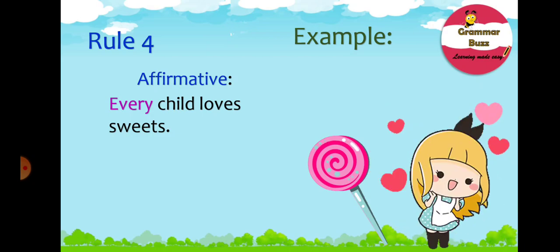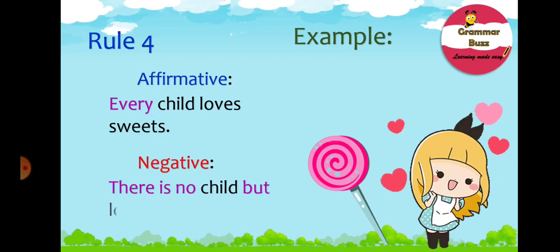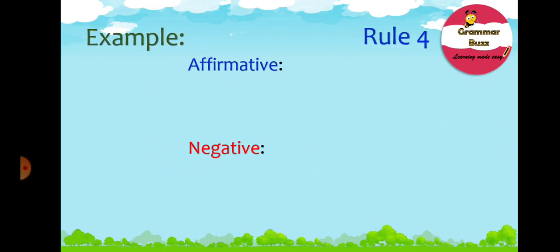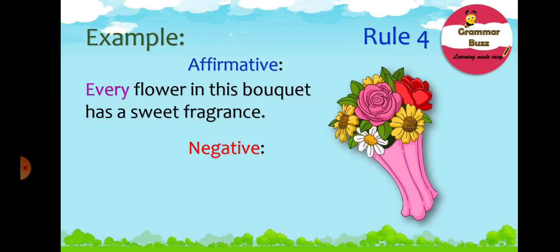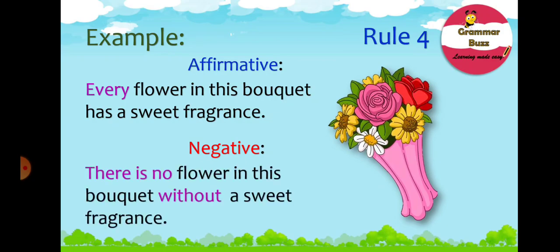Every child loves sweets. Converting to negative, there is no child but loves sweets. Take a look at the following example. Every flower in this bouquet has a sweet fragrance. Take note, has is the only verb in the sentence. So while converting it to negative, it becomes there is no flower in this bouquet without a sweet fragrance.